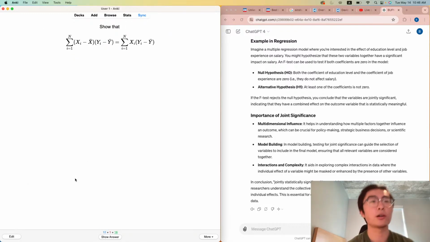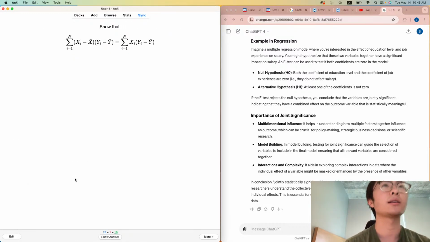Okay, so we have to show that the sum of xi minus x bar times yi minus y bar is equal to the sum of xi minus x bar times yi.